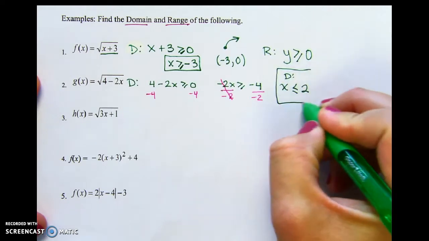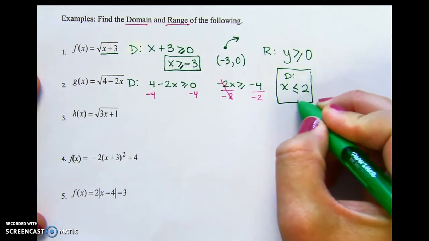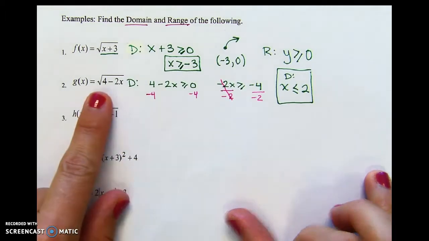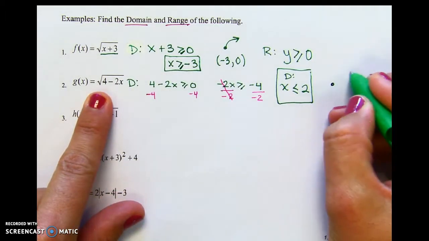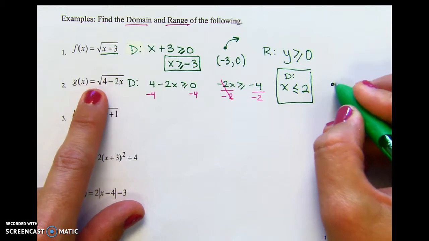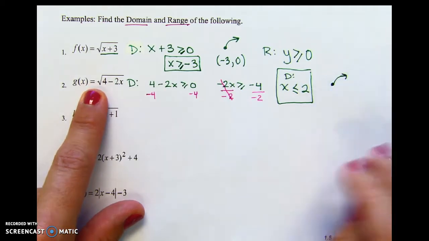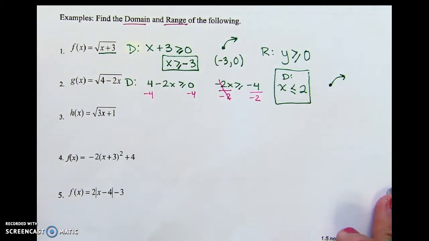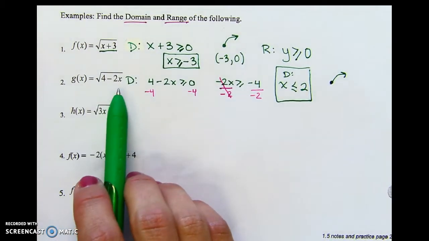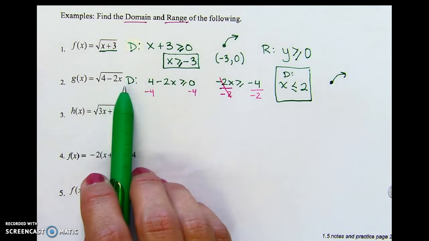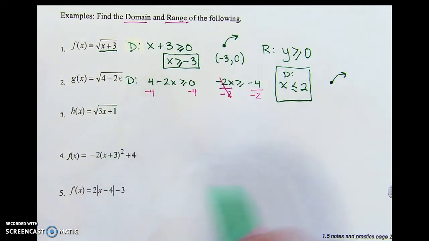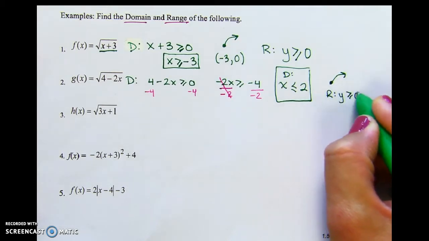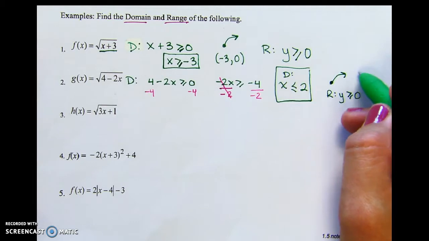That's our domain. All the x's have to be less than or equal to 2. Does this graph go up or does it go down? What is in front here? It goes up because of the positive in front. All right. And what number's on the outside of the square root? 0. So it's actually, again, all the y's are greater than or equal to 0. That's our range.